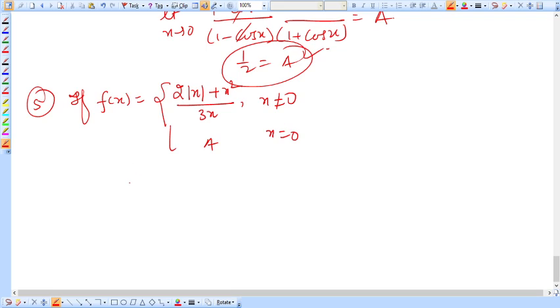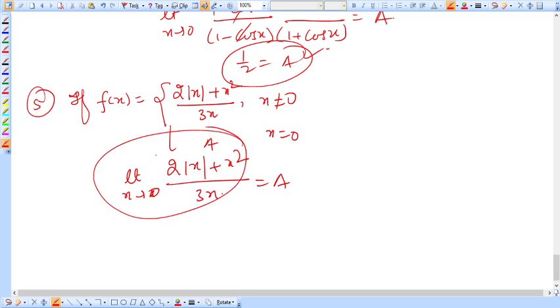So again you will be doing same like we did in the problem 4, right? So here you will have to find out the value of limit of f of x at 0, which will be definitely equal to a, right? So f of x is equal to what here? f of x is equal to 2 mod x plus x square divided by 3x is equal to a. Okay, since limit is existing in this case, therefore left hand limit is equal to right hand limit in this case.